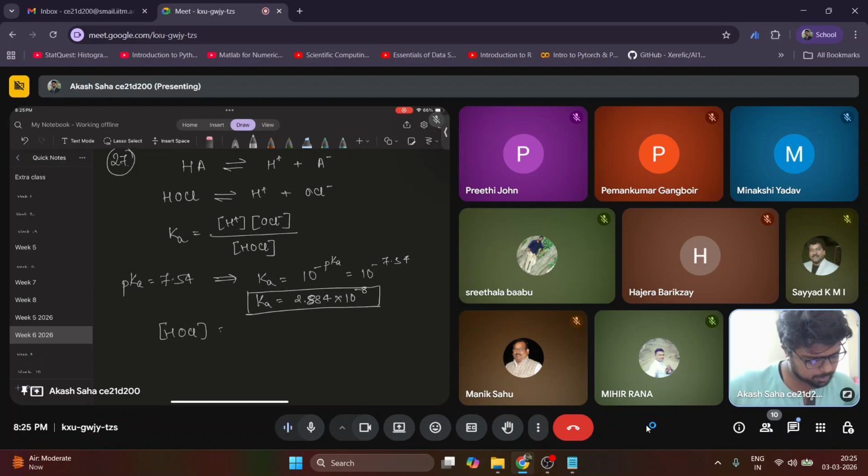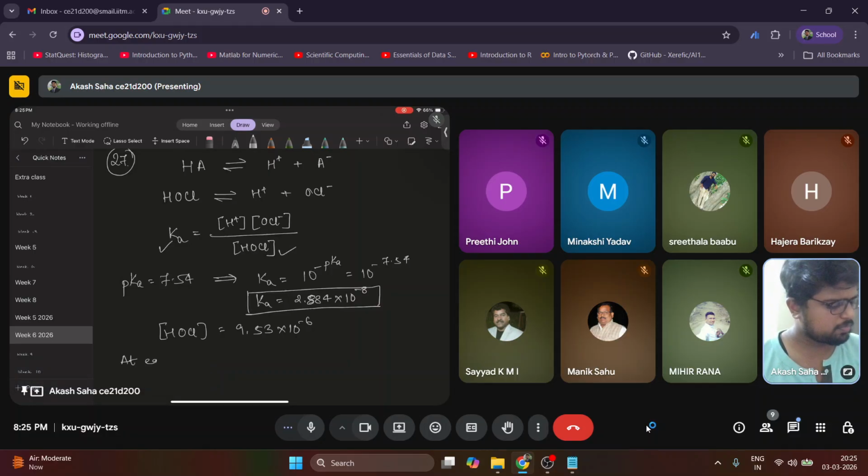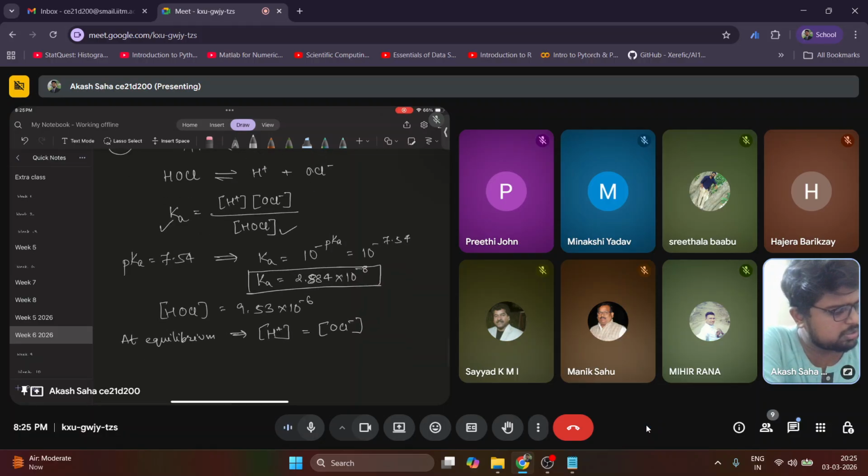HOCl is already given in the problem, so this is also known. Now these two, H plus and OCl minus. Here one small assumption that you have to make is that it is at equilibrium. So at equilibrium, we will consider that H plus concentration will be equal to OCl minus concentration. If nothing is given, we will consider it to be in equilibrium. So H plus is equal to OCl minus, so this will become H plus square.